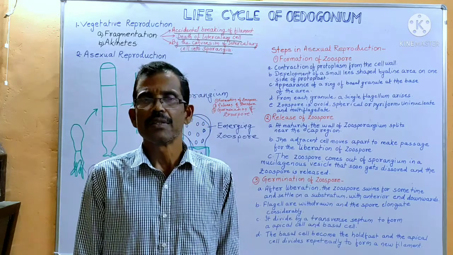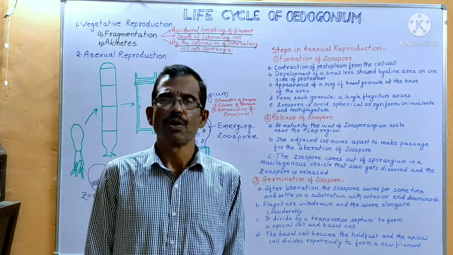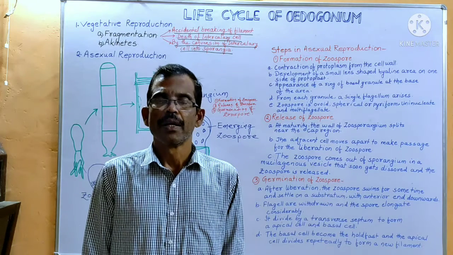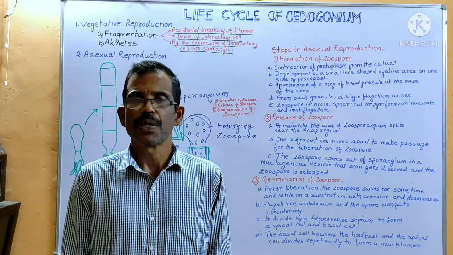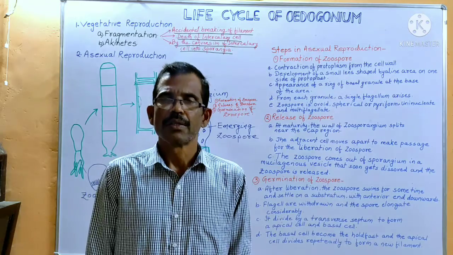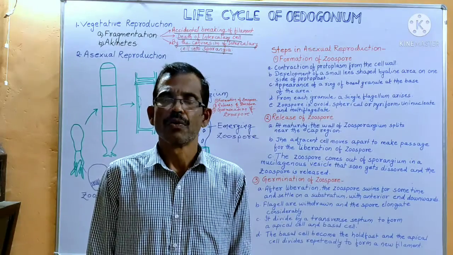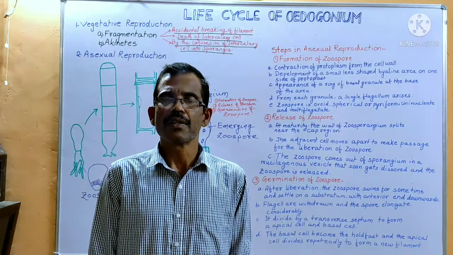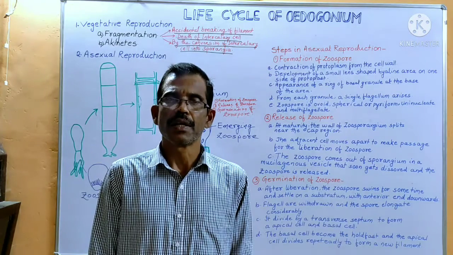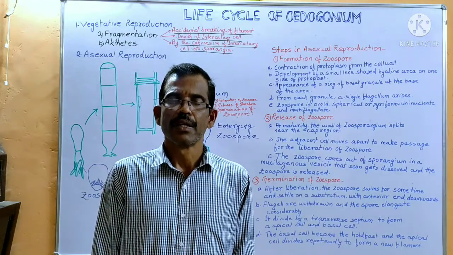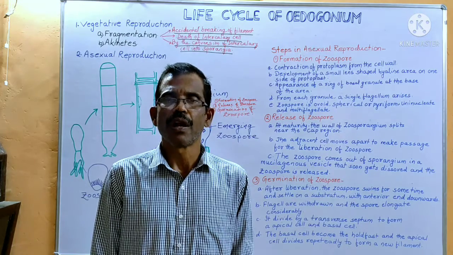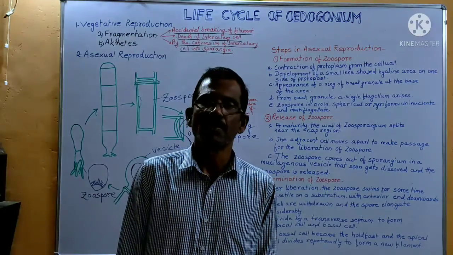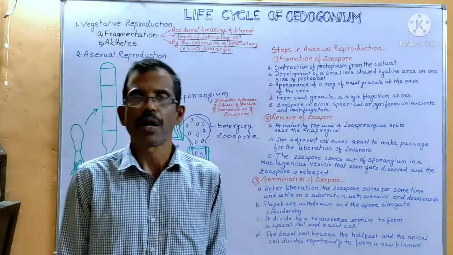Second, vegetative reproduction also occurs by the formation of akinetes. Akinetes are specialized structures that are formed in a chain when the condition is unfavorable. After they are released, each akinete can germinate to give rise to a new filament when the condition is favorable. This is about vegetative reproduction.